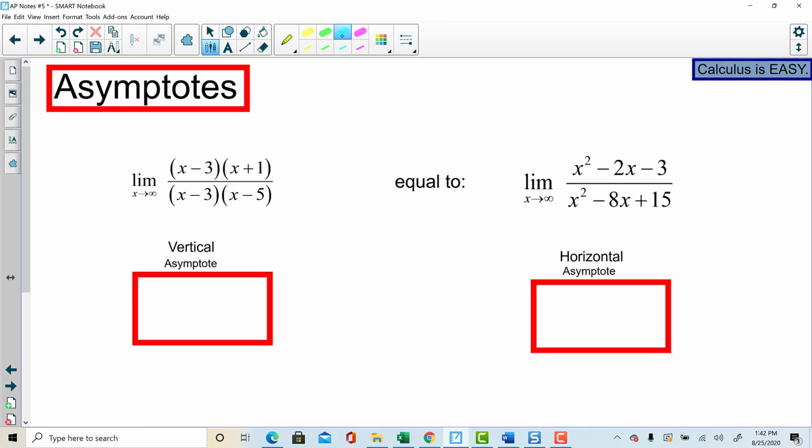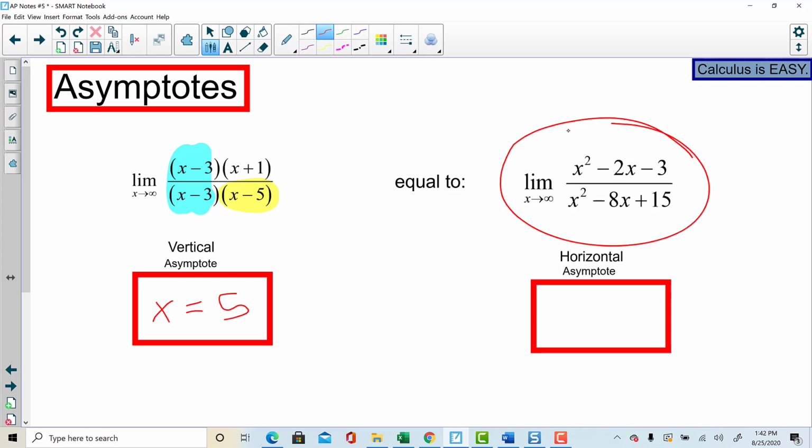Okay, again, focusing on asymptotes, we want to ignore the part that's going to be a hole. X minus 3 over x minus 3 would be a hole at x equals 3, so we're going to ignore that. Vertical asymptote is really just whatever makes the bottom 0 after you cancel all the holes. X equals 5 would give you 0 on the bottom, so x equals 5 is an equation of your vertical asymptote.